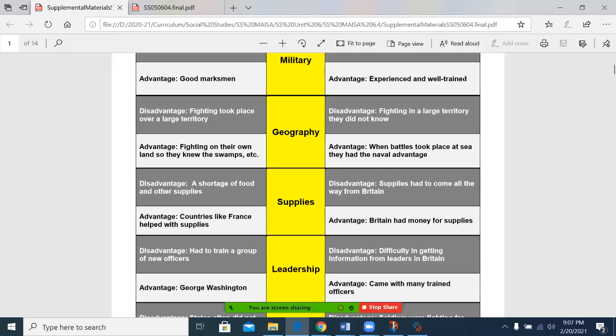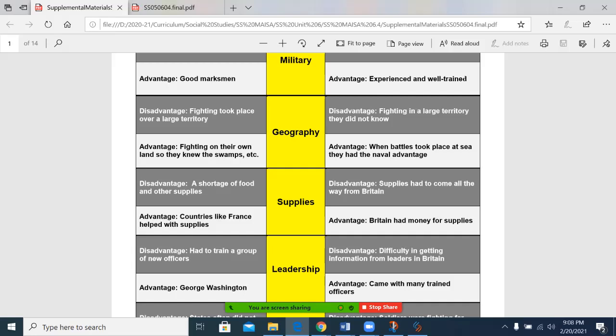Geography. An American disadvantage, fighting took place over a large territory. But the American advantage is fighting on their own land, so they knew the swamps and the forest. They had an idea of where things were going, what they were doing. This is especially helpful when you're not trying to line up in a battlefield across from the redcoats and hope that it's going to go your way. The British had the disadvantage of fighting in a large territory they did not know. If you know where the path or the stream's going to take you, it does give you an advantage.